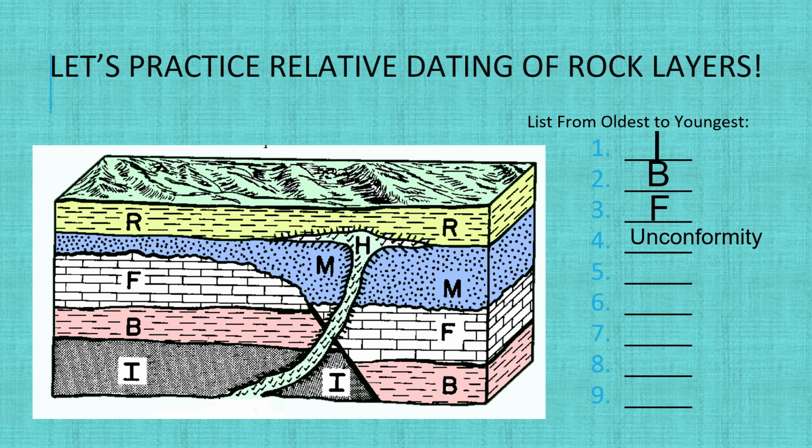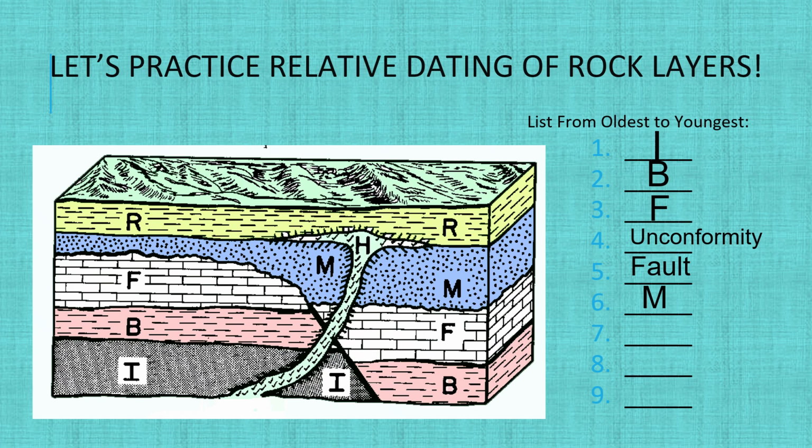An unconformity. So we have this layer F here that has been eroded at the top. And then there was a fault where we see layers F and B on the right of our fault have sunk down. We then have the deposition of layer M.